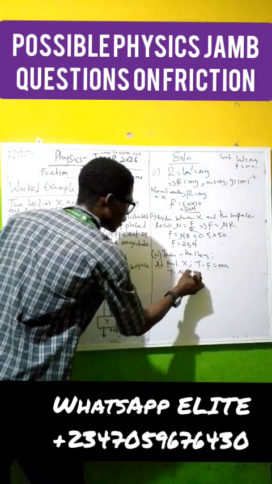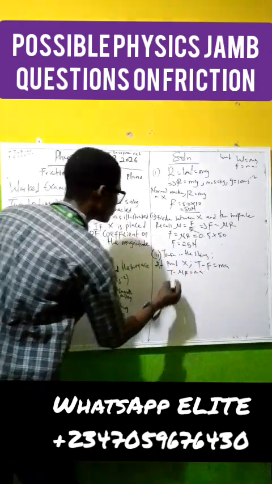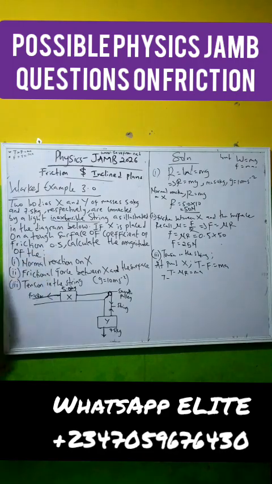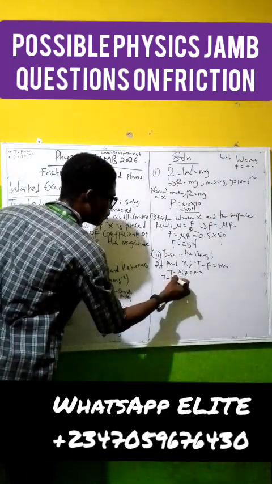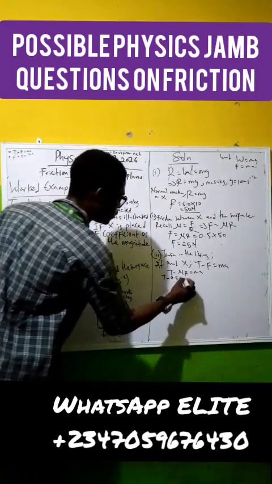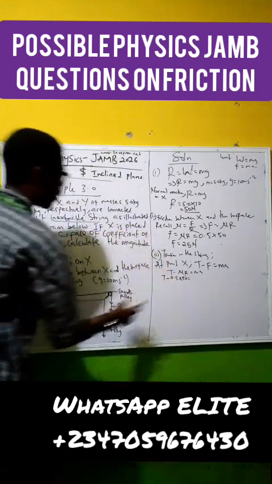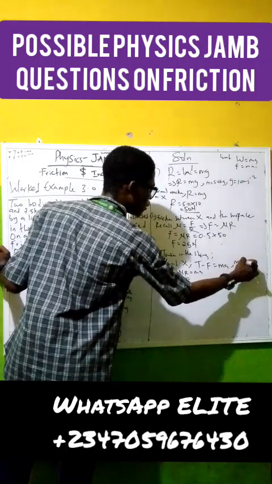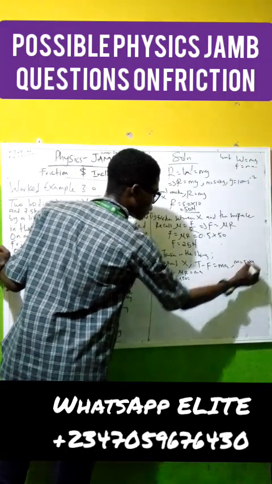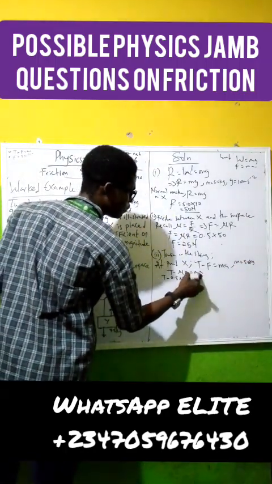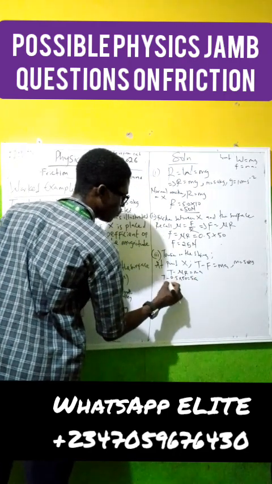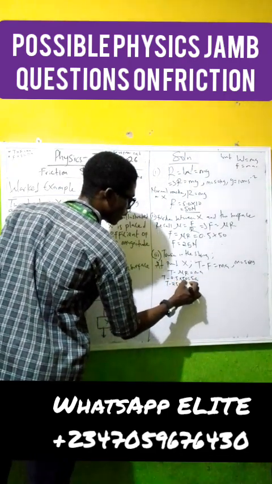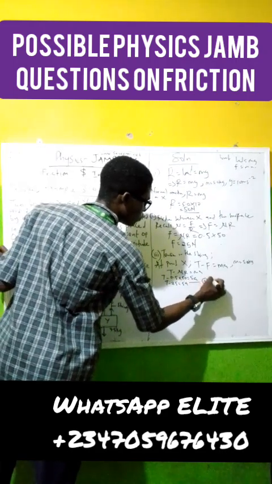R, equals MA. Alright? So that's our T minus, they give us mu to be 0.5. So it's 0.5 multiplied by 50 equals our mass for the x side at point x. Our mass is 5.0. Don't forget, 5.0 kg. So we're having 5 times A, that is this. And we're having T minus 25 equals 5A. This is equation 1.